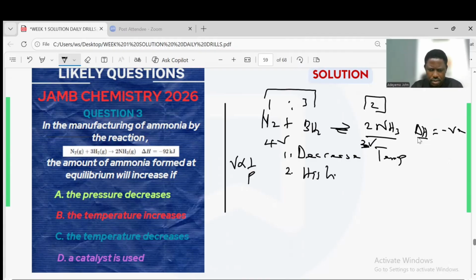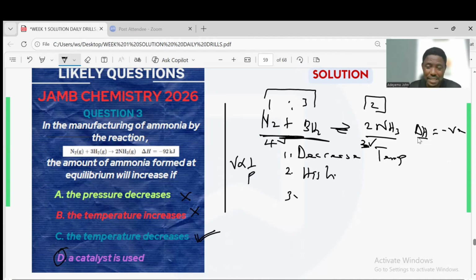In terms of concentration, you continue to increase the concentration of the reactant so that more products will be formed, or you continually remove ammonia so it won't split back into the reactant. So let's see which one is right here. The pressure is decreased? The answer is no. The temperature increased? No. The temperature decreases? Yes. A catalyst is used? A catalyst only, let me show you something. Some of you think that more ammonia will form when the catalyst is used.